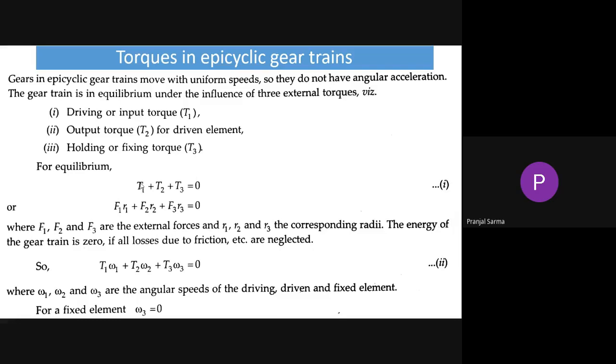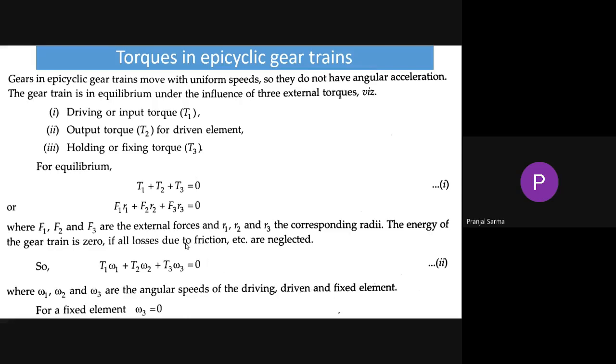Torque we can write as F into r, where r is the radius. So for the first one F1 r1, for the second F2 r2, and so on, where r1, r2, r3 are the corresponding radii. If we also neglect all losses due to friction, the energy of the gear train is 0, and we get a similar relation. We can multiply by omega also, so F times r times omega, that is T omega, and the addition of them is equal to 0.